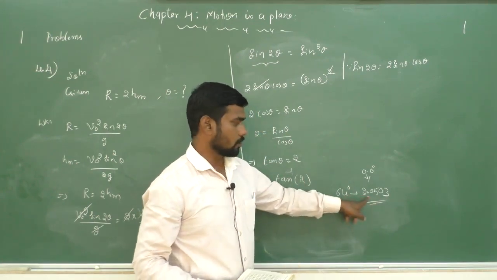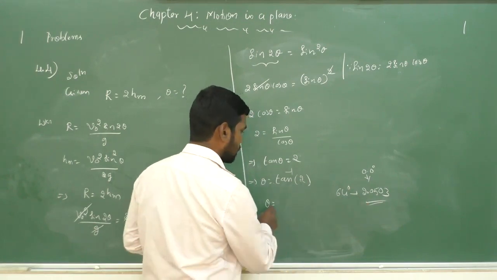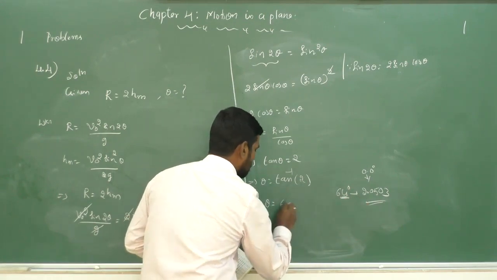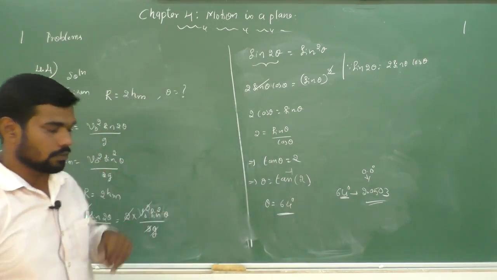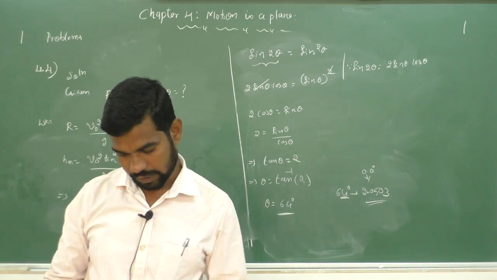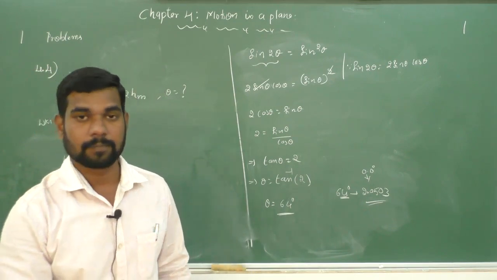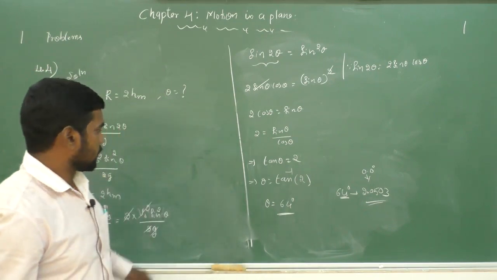2 is almost equal to 2.053. That's why we can write the theta value. Theta value will be what? 64 degree. Tan inverse 2 is equal to 64 degree. This is your second problem.